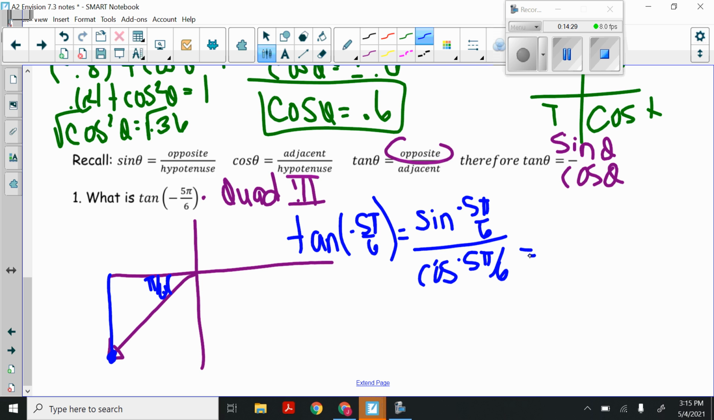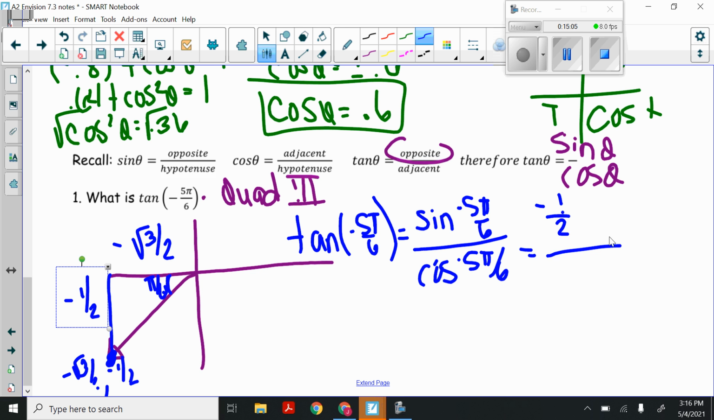If I look at my unit circle, I'm looking at pi over 6 as my reference angle. This point then, this x y point down here, is negative square root of 3 over 2, comma, negative 1/2. So this is negative square root of 3 over 2, and this is negative 1/2. So the sine at negative 5 pi over 6, that's my y value, so that's negative 1/2, divided by the cosine, the x value, negative square root of 3 over 2.